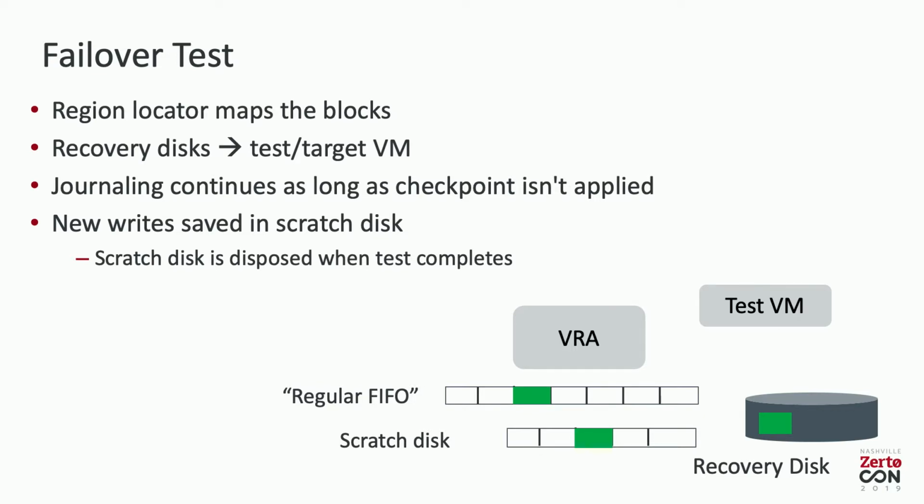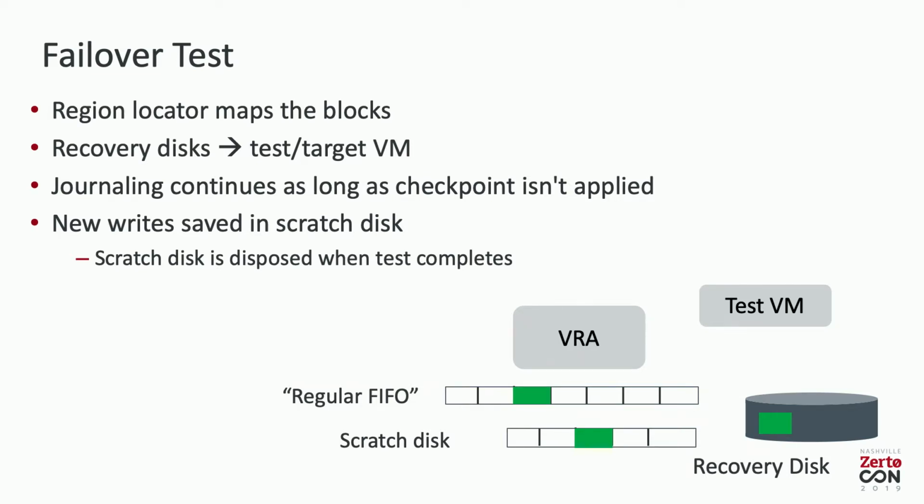Everything continues as normal, but whenever something changes, whenever a block is applied, the region locator is updated. So the VRA always knows where to find every block. Now, let's say the recovery disk that's connected to the test VM is a week old, but the checkpoint that I selected was an hour ago. So how does that work?